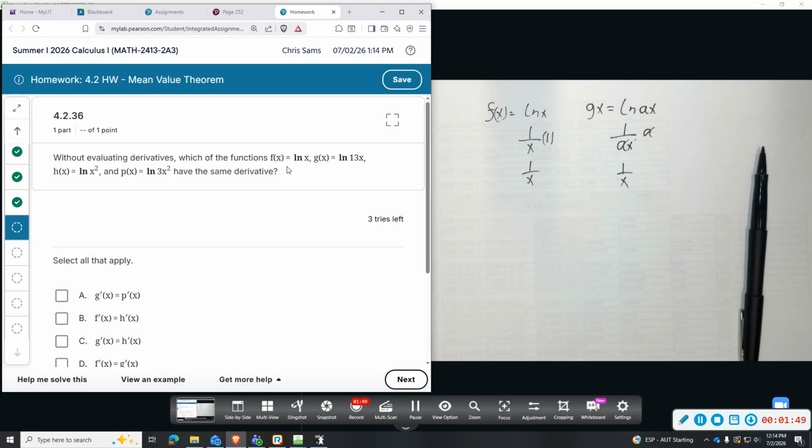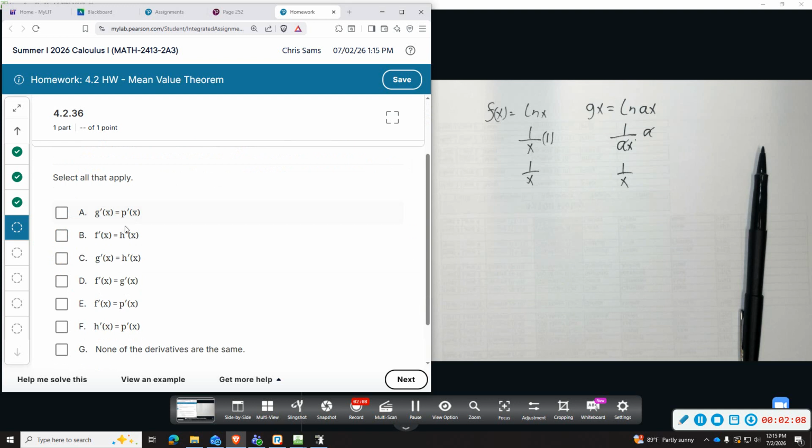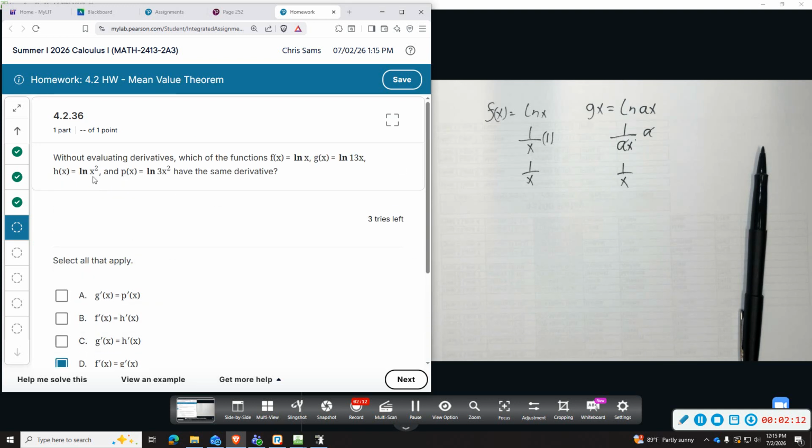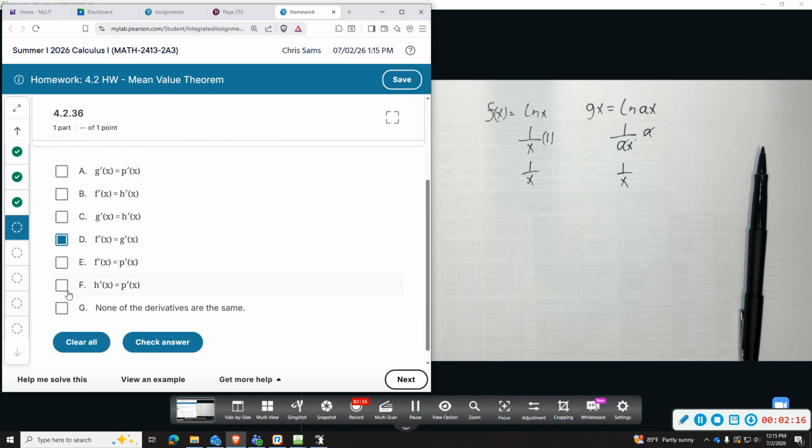So the same thing would happen with the h of x and the p of x. The x squared and the x squared match. They differ by a numerical multiple. You can say a constant almost. And so f of x and g of x will be the same, as well as h of x and p of x. They would also be the same.